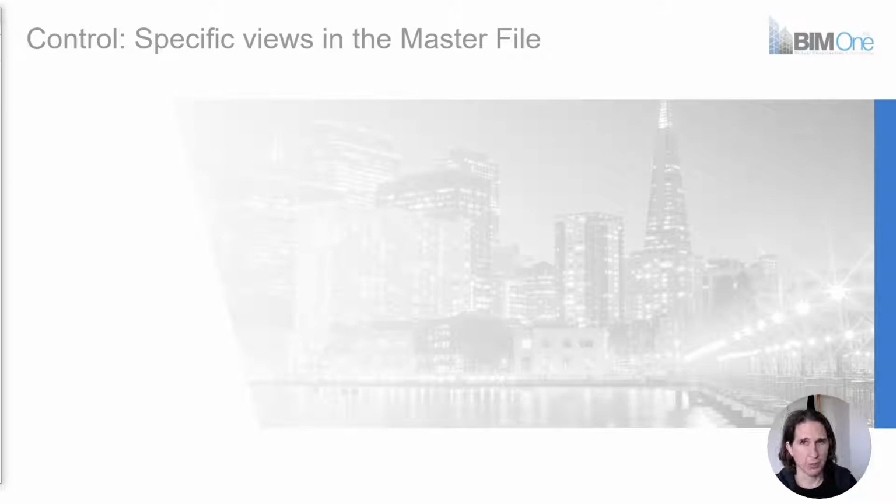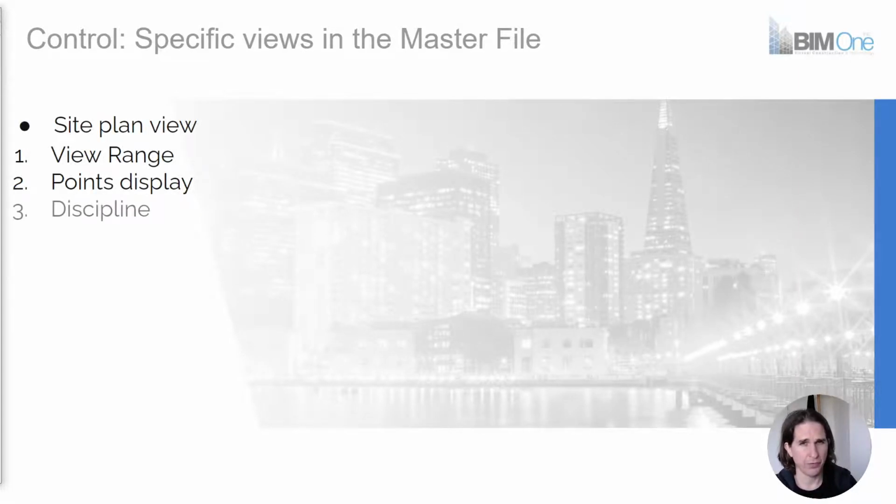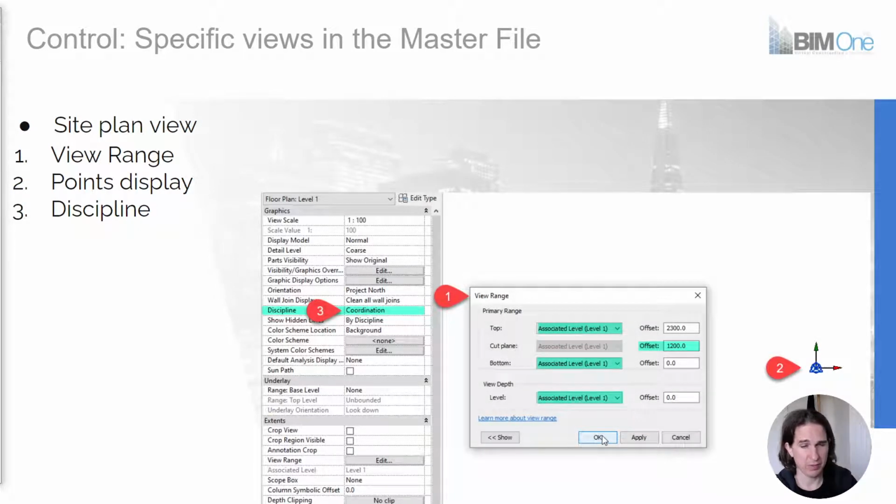After that, you might want to control everything in your file, so make some specific views like a site plan view. Be careful with the view range, the display of every point, including the project base point, the survey point, and also the internal origin. And also be careful with the discipline. On the view range, set your offset much higher than the level of your survey point, because if you don't put it like 100 meters from your basic level, that would be at sea level at the beginning, so you might want to check on that.